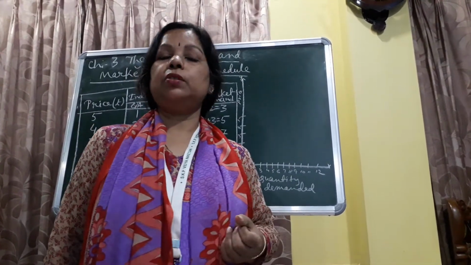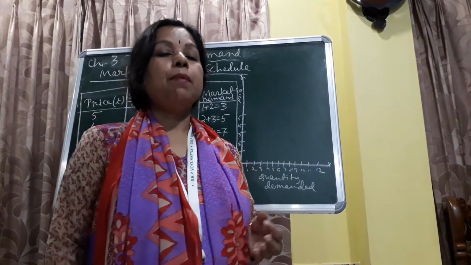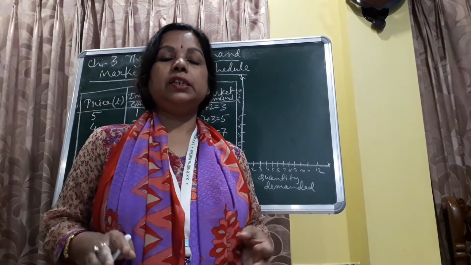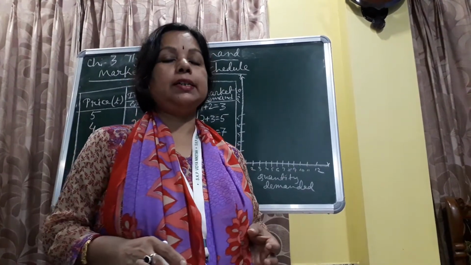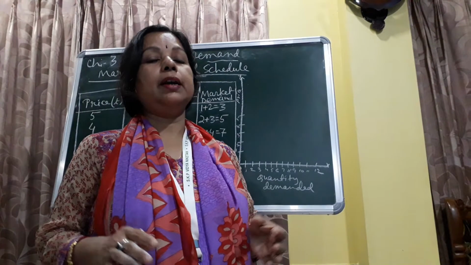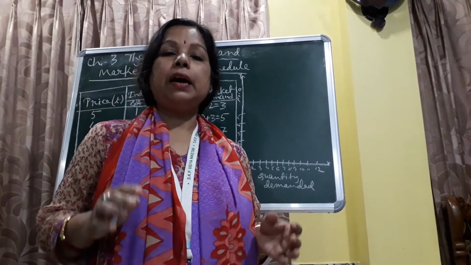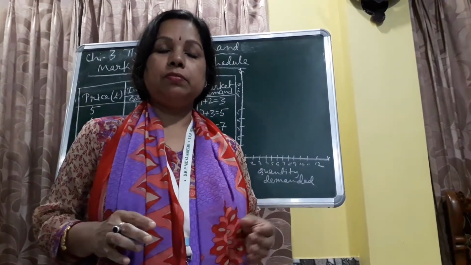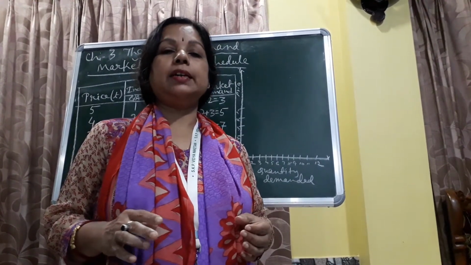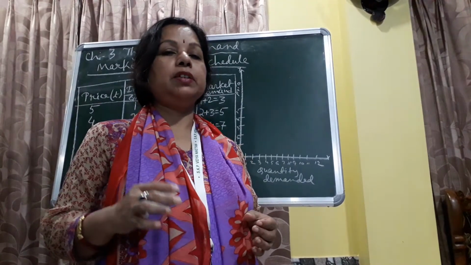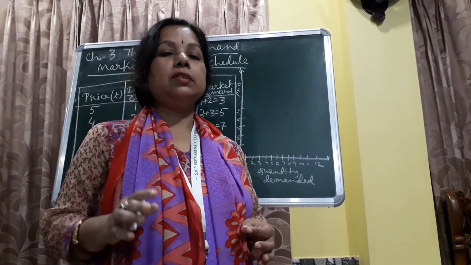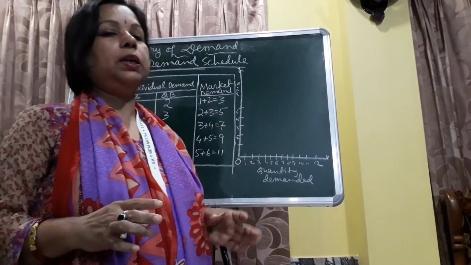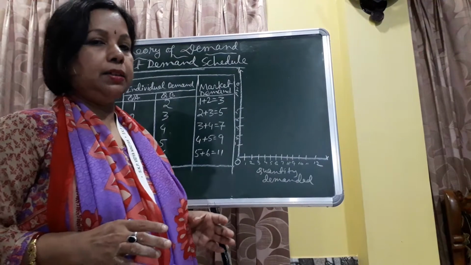First of all, what is the meaning of the market demand? Market demand refers to the total demand created by the total consumers at a particular point of time and at a particular price. So market demand refers to the quantity demanded by all the consumers at a particular price during a given period of time. This is known as market demand, and now I am going to explain the shape of the market demand.